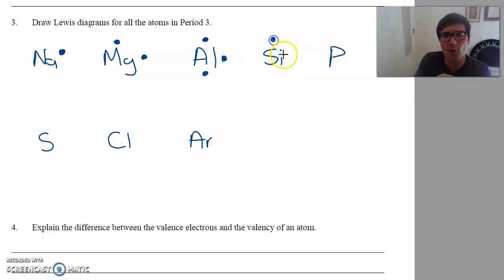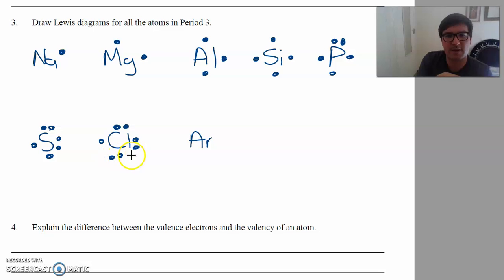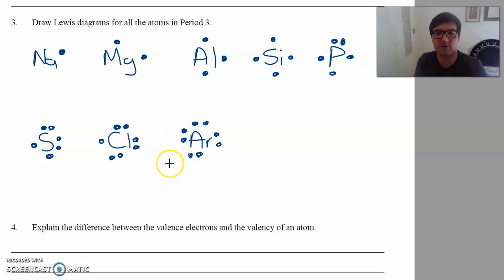Silicon group 14, 4 valence electrons. Phosphorus in group 15, 5 valence electrons. Sulfur in group 16, 6 valence electrons, so there's 4, 5, 6. Chlorine in group 17, 1, 2, 3, 4, 5, 6, 7. And argon in group 18, so therefore 1, 2, 3, 4, 5, 6, 7, 8 valence electrons.